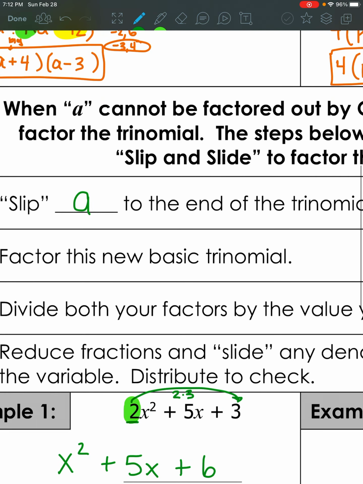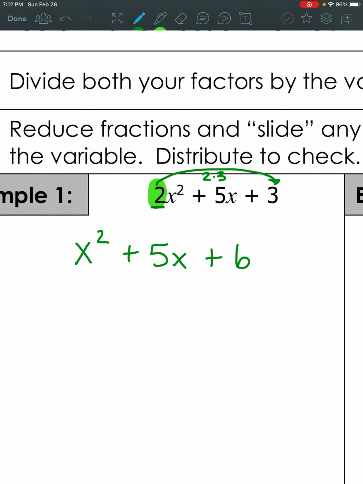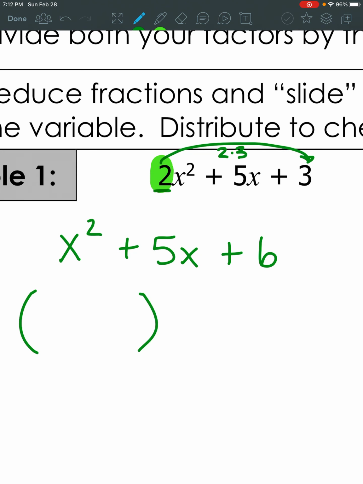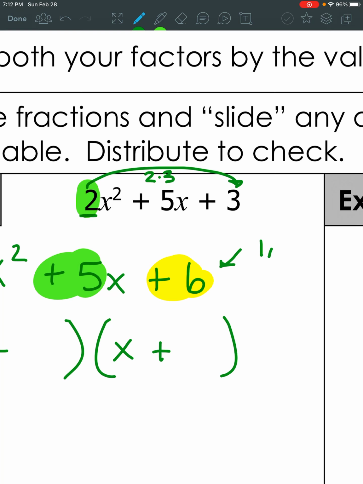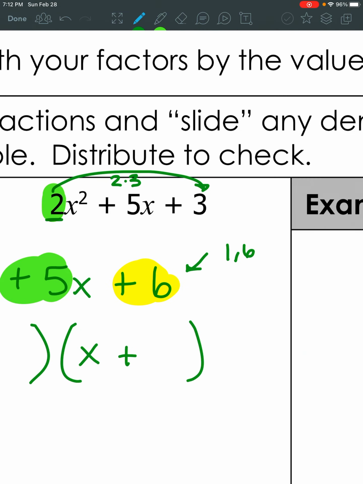Step 2, factor this new basic trinomial. We know how to factor terms that have just an x squared, where the a value is 1. Just like we have learned, we would factor this. Everything is positive, so we know it's going to be both pluses in the binomials. We're looking at factors of 6: what multiplies to positive 6 but adds to the middle term, positive 5? So 1 and 6. That is not true. 2 and 3, there we go, those add to 5. So one of the terms is 2 and one of them is 3.